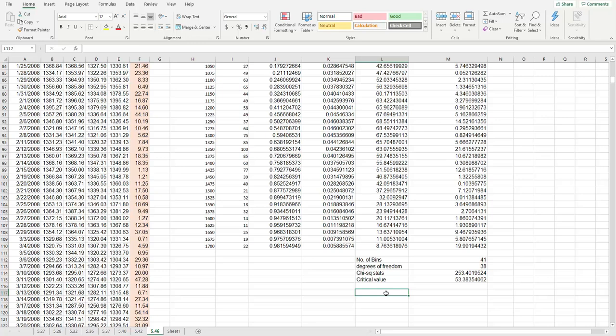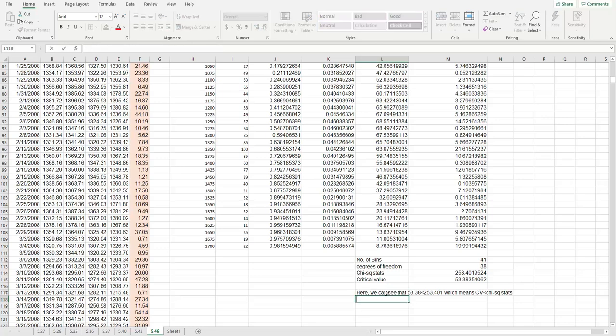Now here we can see that 53.38 is smaller than 253.401, which means our critical value is smaller than our chi-square statistic.